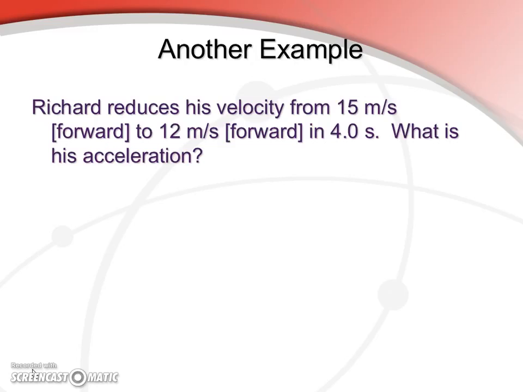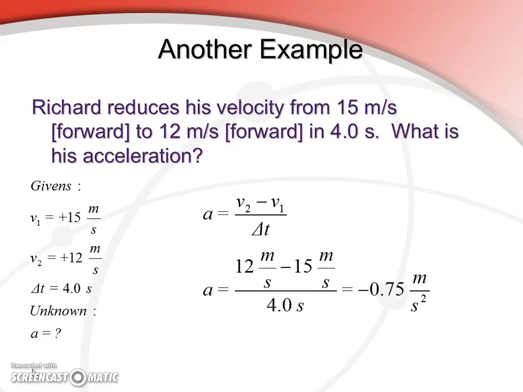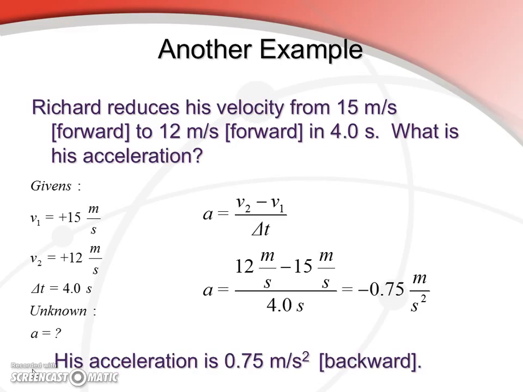All right, another example. Richard reduces his velocity from 15 meters per second forward to 12 meters per second forward in 4 seconds. What is his acceleration? The exact same process as the previous problem. V1 this time is higher than V2. Delta t is 4 seconds. We apply the same equation, and the only difference here is that because his acceleration is backward, we report a negative number. So his acceleration is negative 0.75 meters per second squared. Or we can convert his acceleration from negative terms to backward, of course.